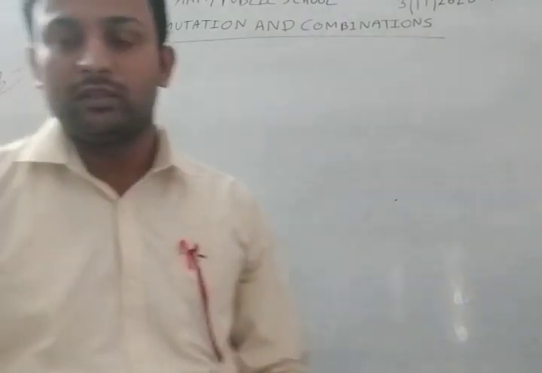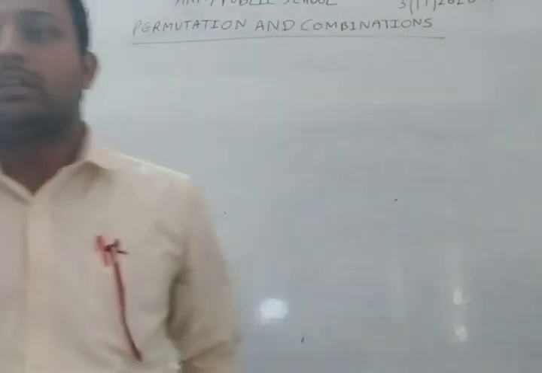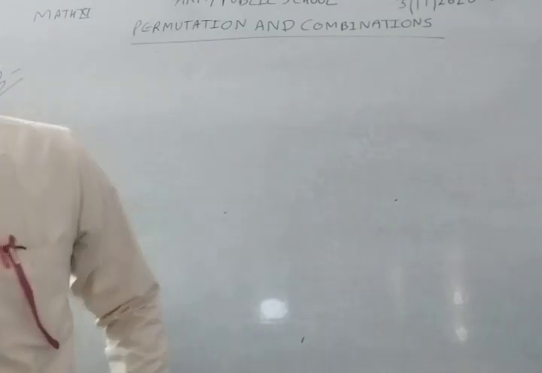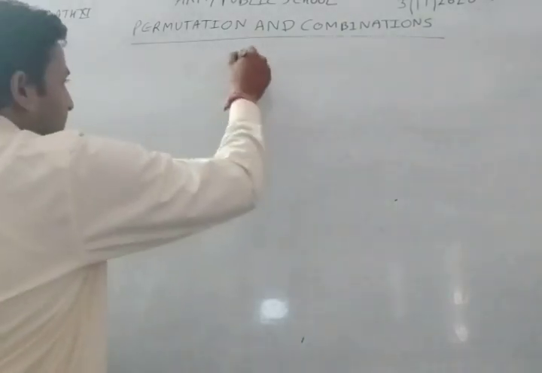Our next question is question number 3. How many chords can be drawn through 21 points on a circle? The question is saying how many chords can be drawn on a circle with 21 points. So the points are 21.